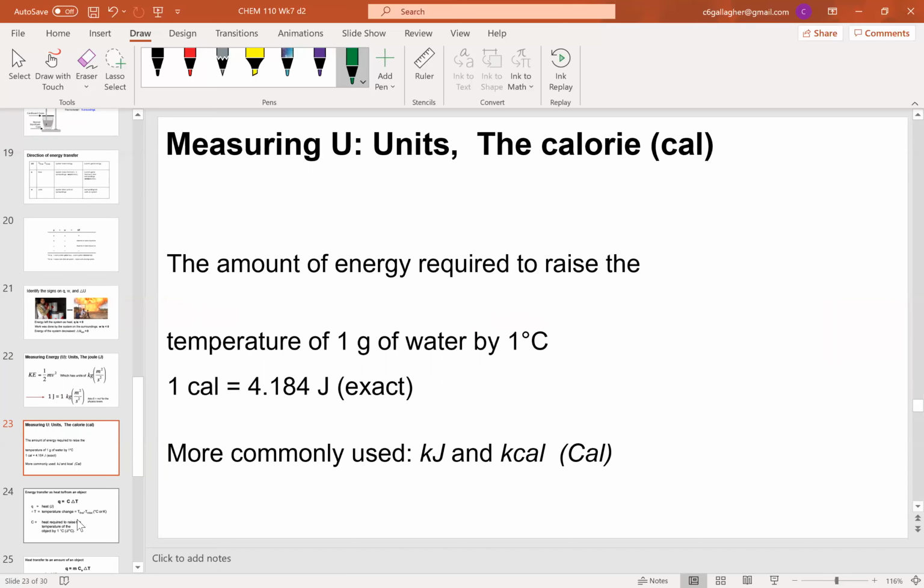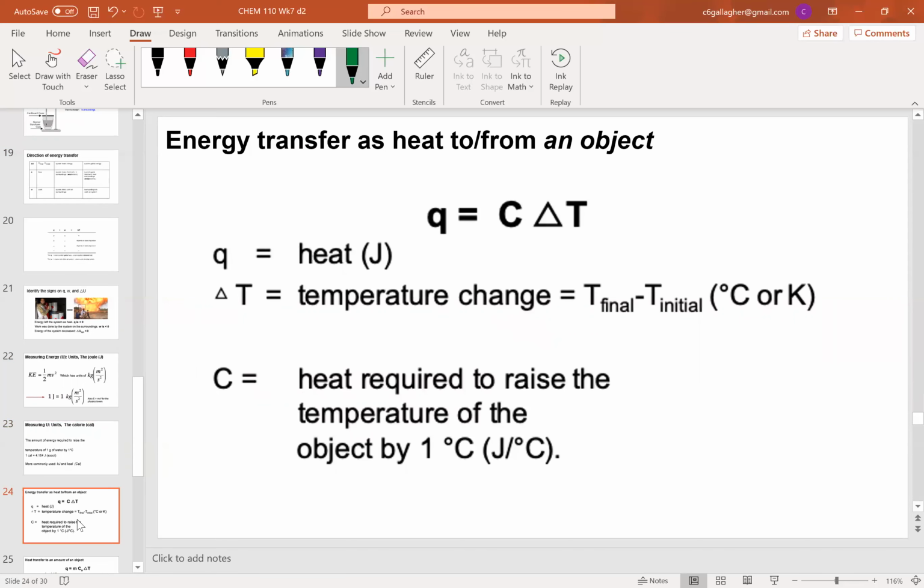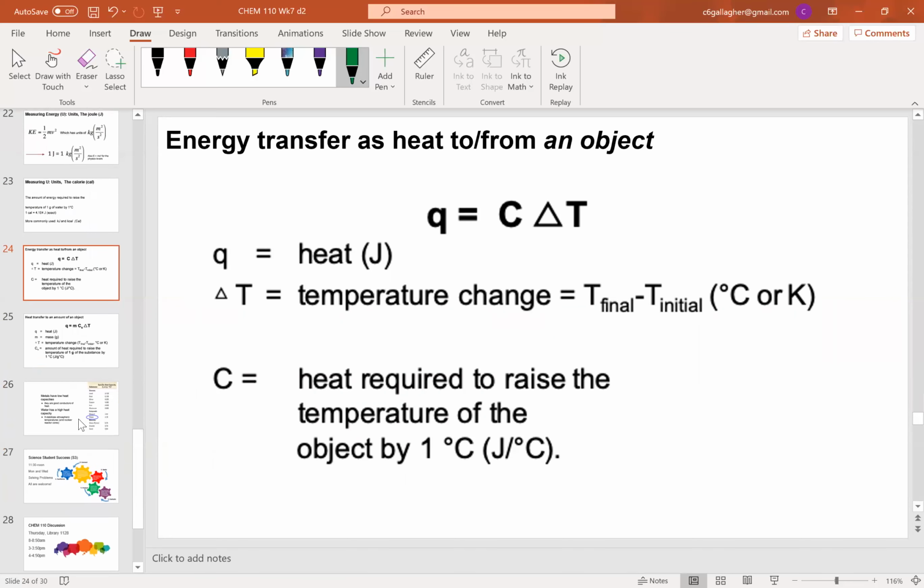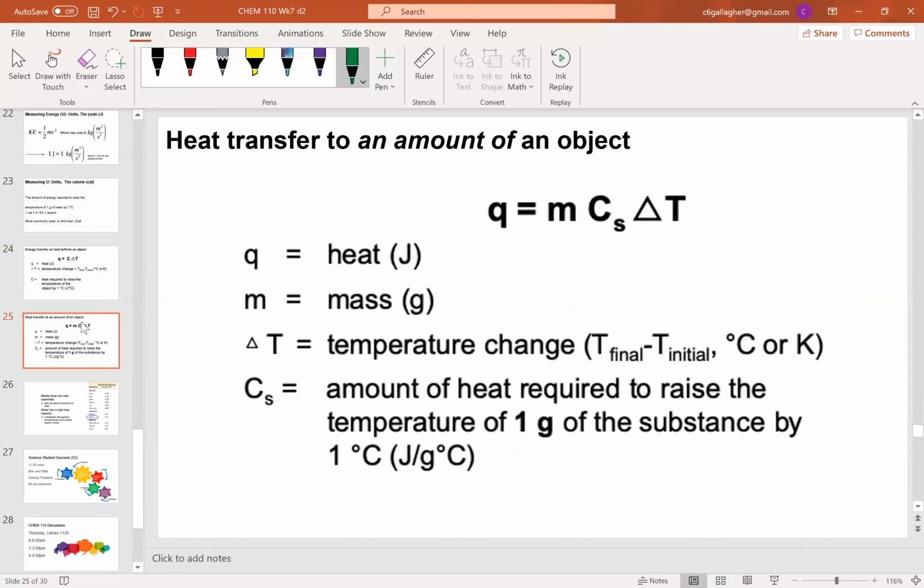And so let's look at an example then of energy transfer as heat to or from an object. So Q is what represents heat in joules. The change in temperature is T final minus T initial. And then C is the heat capacity, the heat required to raise the temperature of the object by 1 degree Celsius.